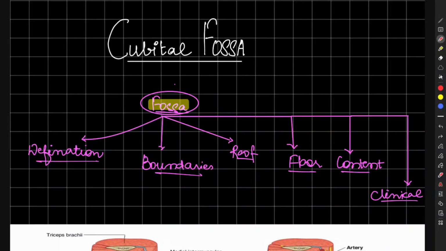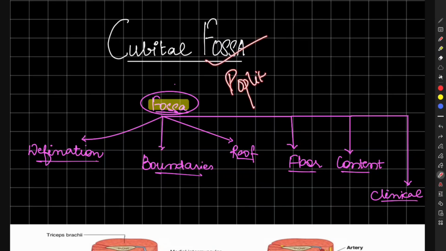Hello everyone, welcome back. In today's video, we'll be discussing a very important LAQ of the upper limb. Make sure you prepare this LAQ before going for the exam. Without preparing cubital fossa, don't leave for your exam. Cubital fossa is a very frequently asked question, and it is also an easy topic.